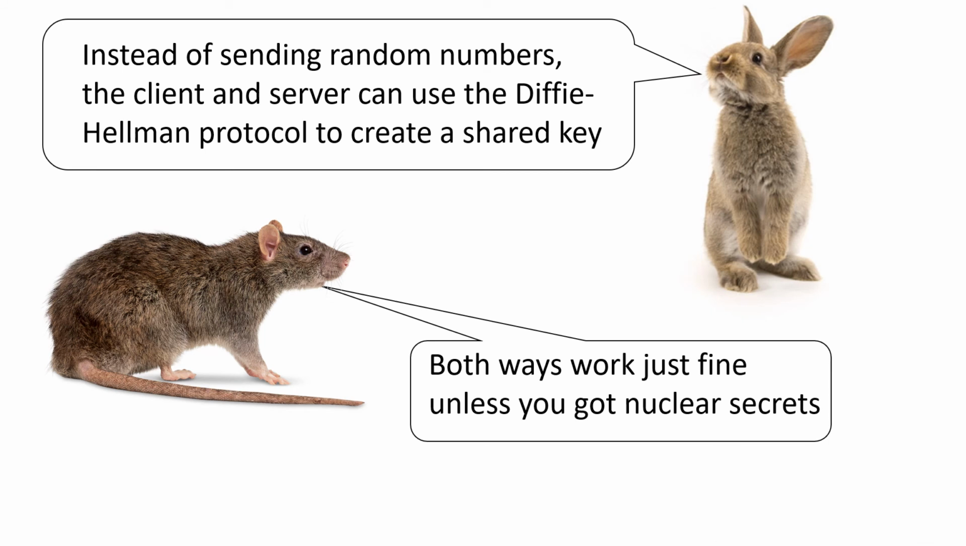Instead of sending random numbers, the client and server can use the Diffie-Hellman protocol to create a shared key. Both ways work just fine, unless you've got nuclear secrets to send.